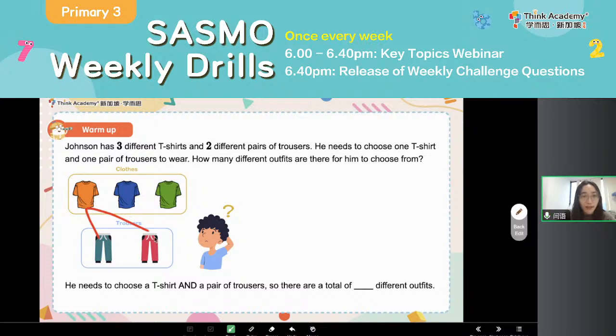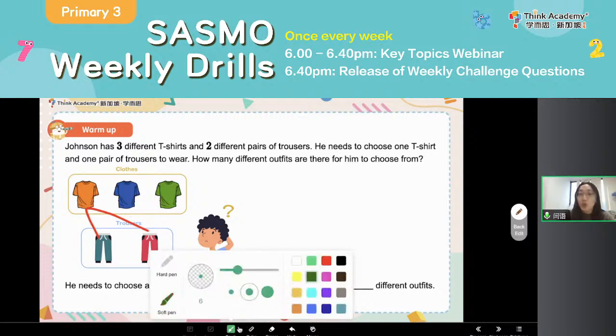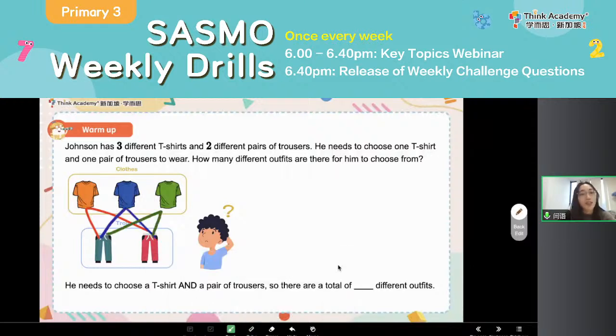Okay, let me choose the blue pen. Again, we have 1, 2. So now you see that 2 different ways. And then following this, move on to the green one. Again, how many ways are there? 1 and 2. Okay, also 2 different ways. So altogether, you see that we have 6 different ways, right?